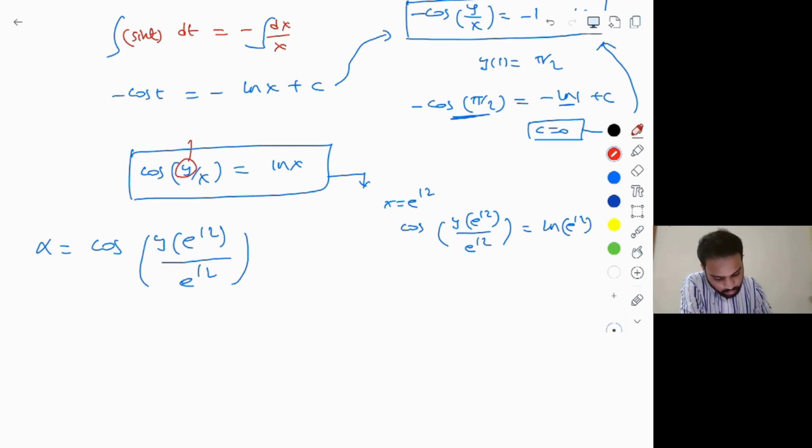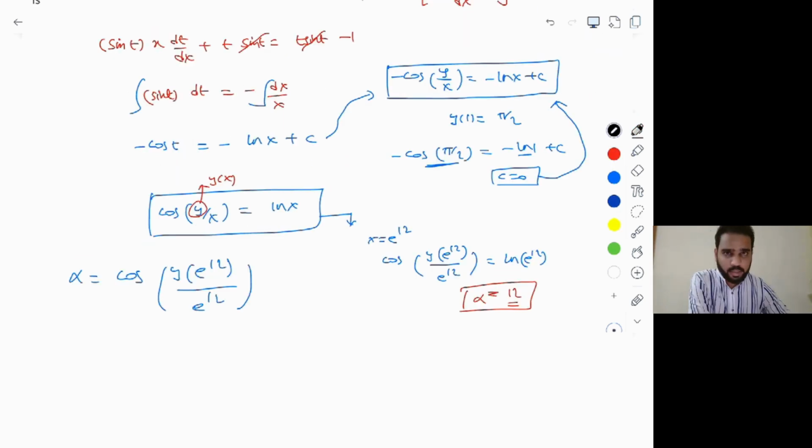This y here is like y of x function because it is a function in terms of x. Now that is why after putting x is equal to e power 12, we get cos of y of e power 12 divided by e power 12 is equal to ln of e power 12. But this is nothing but 12 on the right hand side because it is ln of e power 12. So finally we get alpha is equals to 12.